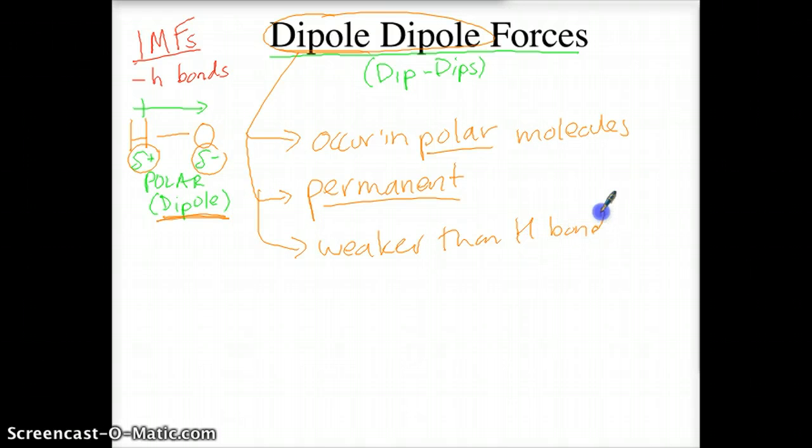So now we're going to start discussing the relative strengths of all these forces. We've learned about hydrogen bonds. They have the biggest effect on boiling points, melting points, etc. They're the strongest type of intermolecular force. After hydrogen bonds come dipole-dipole forces. They're weaker than hydrogen bonds in their strength.